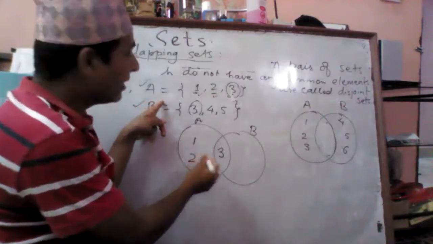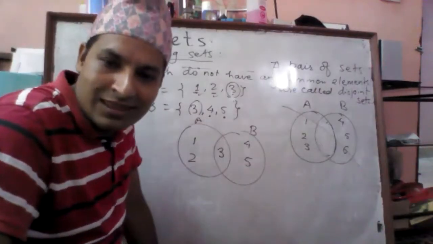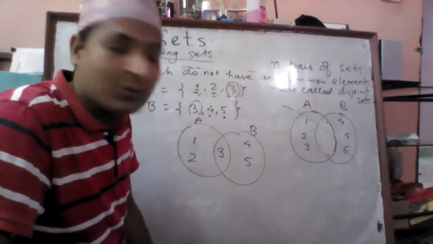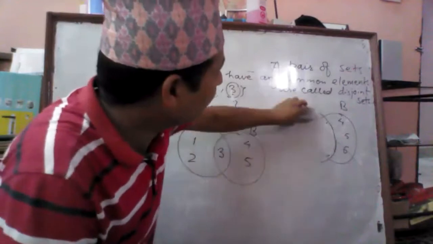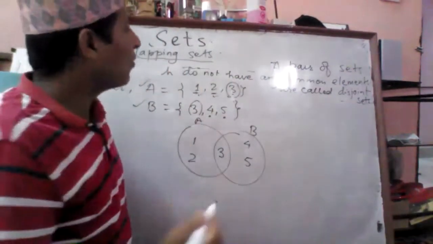Yes, sir. Now, sir, where do we write elements 1 and 2 in the part of set A, and where do we write the remaining elements of set B? Like this. Not like this, okay? Very good. So everyone will see here. We know how to represent the overlapping sets or joint sets.